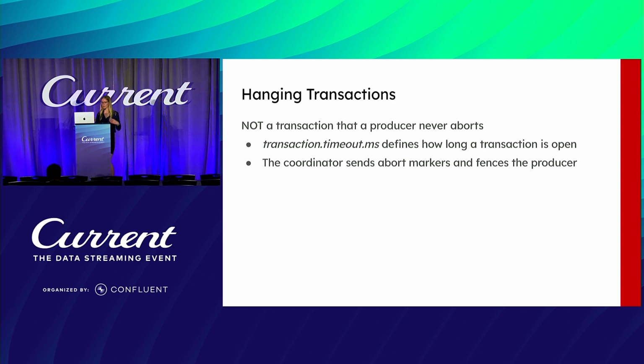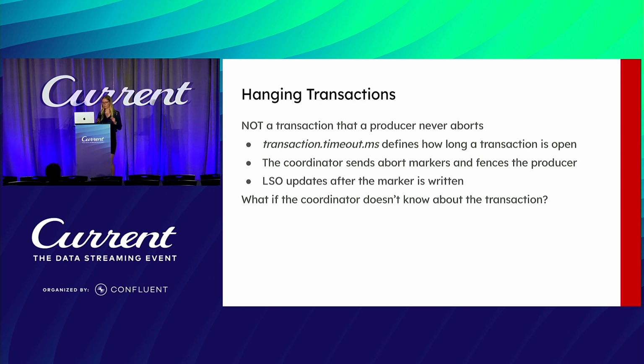So when we hit this transaction timeout MS, the server will automatically abort any open transaction that has exceeded the time that it specified. At this point, we also fence the producer. So the thing I mentioned earlier about bumping an epoch, at this point we'll bump the epoch, and if that producer somehow comes back and tries to do anything, it will be unable to because it's fenced. And that LSO will update because we write the abort marker, and we'll be able to continue on with that partition, doing any more writes or any more reads we need to do.